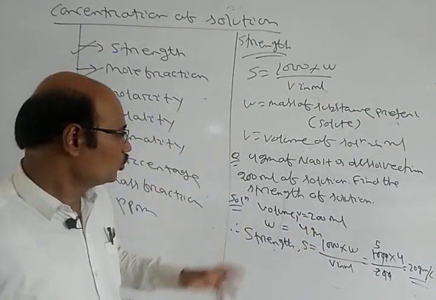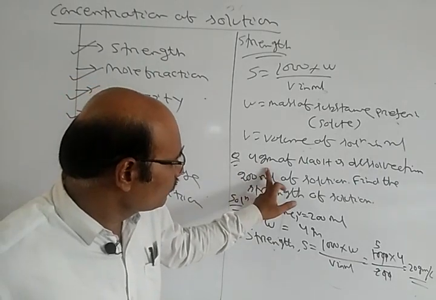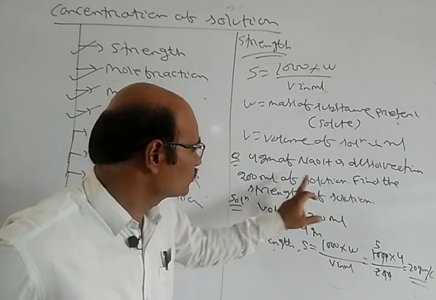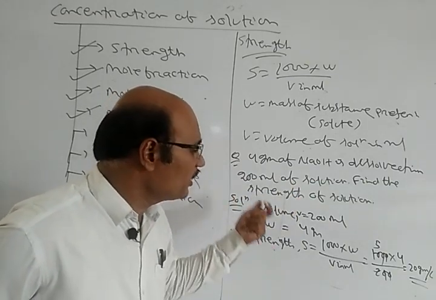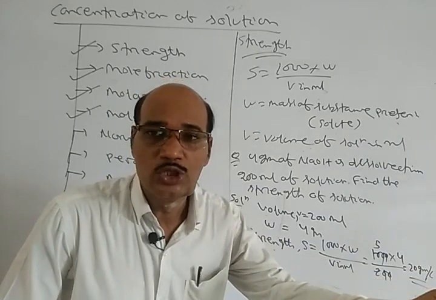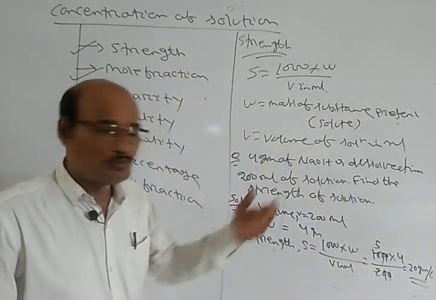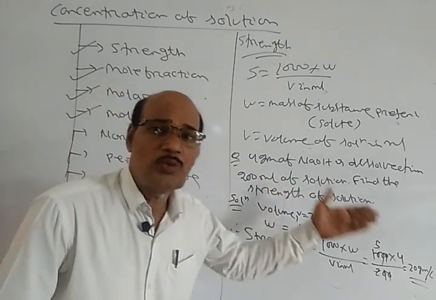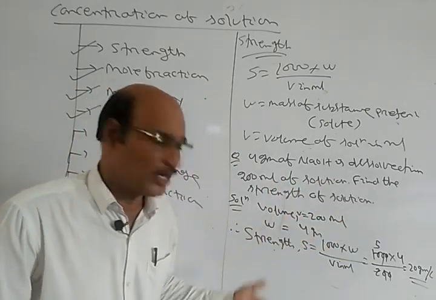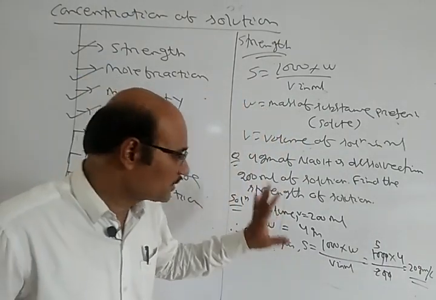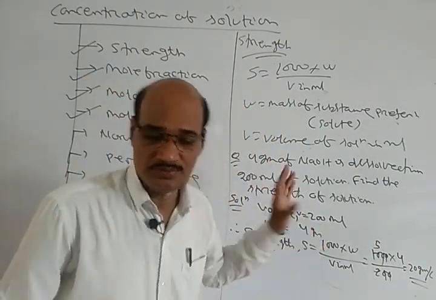So 4 gram NaOH is dissolved in 200 ml of solution. So 200 ml of solution contains 4 gram. So 1 ml will contain 4 by 200. So 1000 ml will contain 4 by 200 into 1000, that is equal to 20 gram per liter. That is the strength of the solution. Clear? Now next.